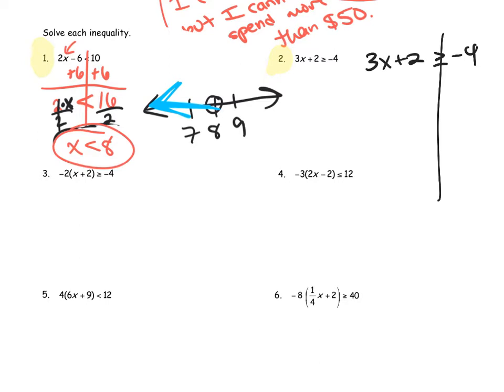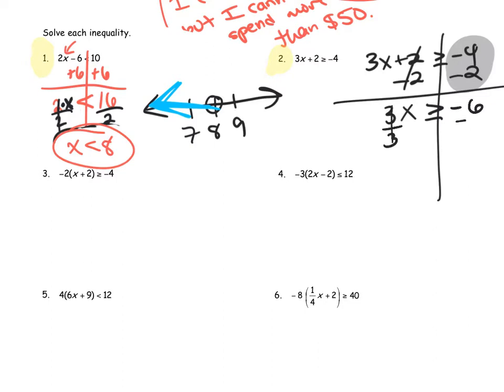To get rid of this positive 2, I'm going to use the subtraction property of inequality. So now I have 3x is greater than or equal to, combining like terms, negative 4 minus 2, which is negative 6. I'm going to divide by 3 on both sides using the division property of equality, because to undo multiplication we use division. And I'll have x is greater than or equal to negative 2.